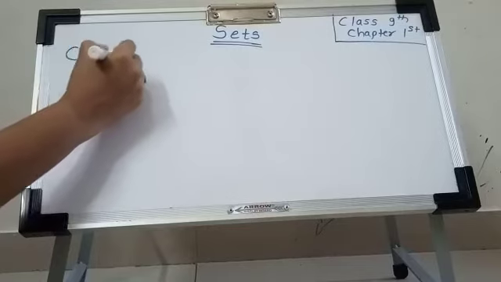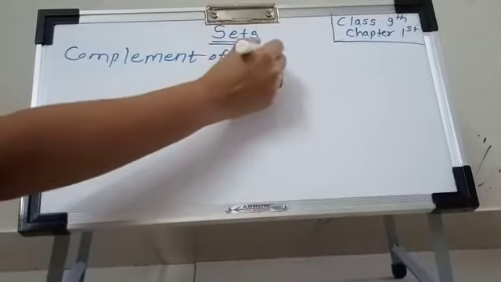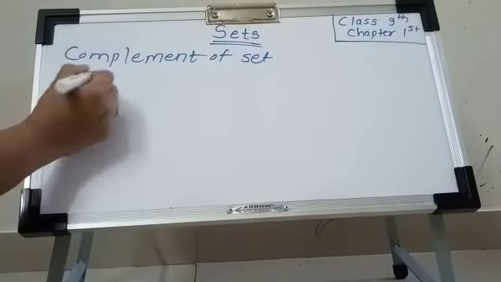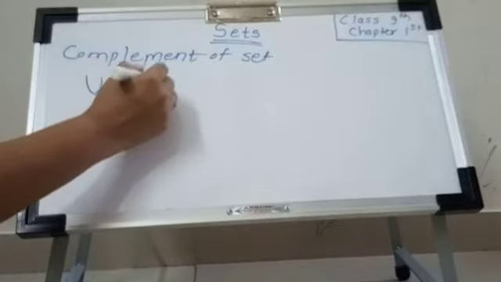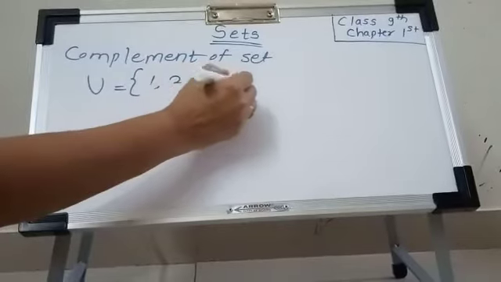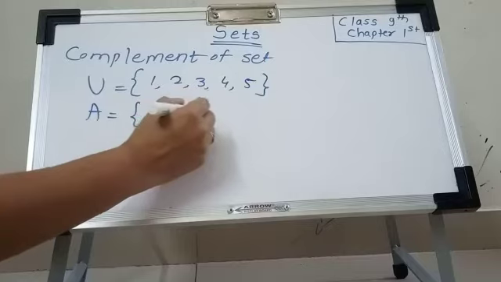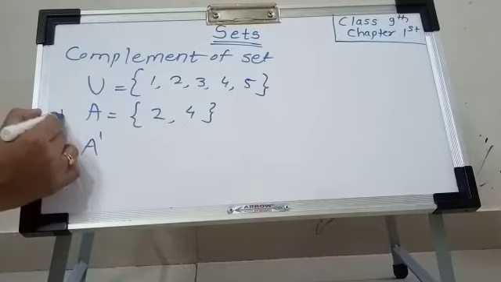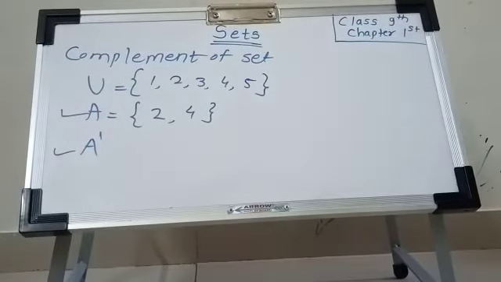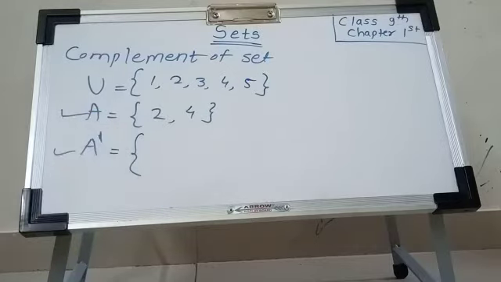Now we see the complement of a set. What is meant by the complement of a set? Suppose U is the set {1, 2, 3, 4, 5}, and A is a set having the even numbers 2 and 4. We denote the complement by a dash. A dash, A', is the complement of set A.